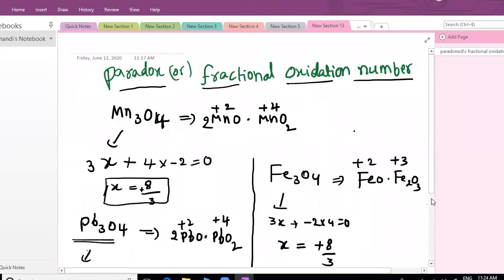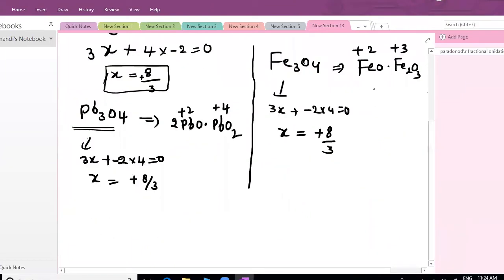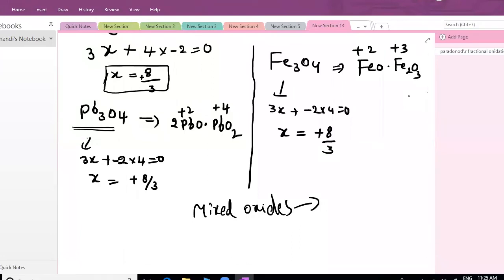So we got all fractional oxidation numbers here, but we call these oxides mixed oxides, sir. All these oxides we call mixed oxides. This is a combination of 2 oxides. Fe3O4 is a combination of FeO and Fe2O3. Pb3O4 is a combination of PbO and PbO2. That's why we call all these mixed oxides. Understood? Done?